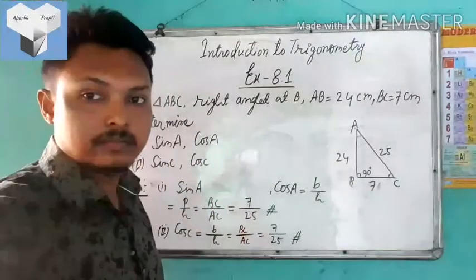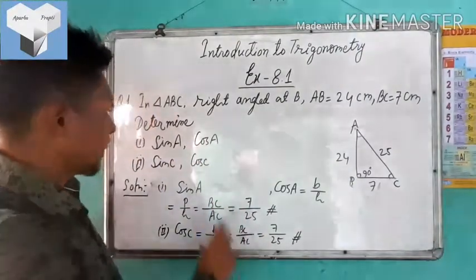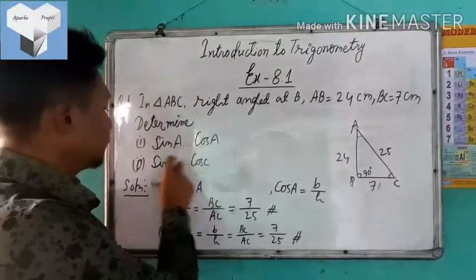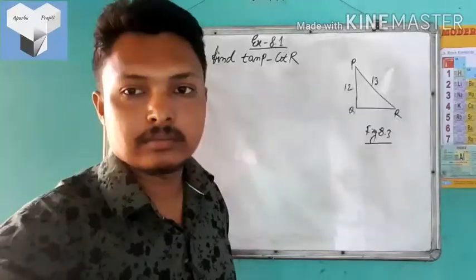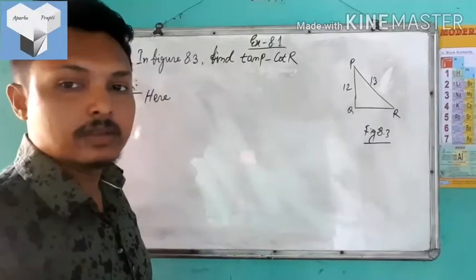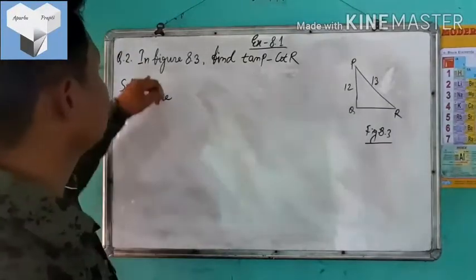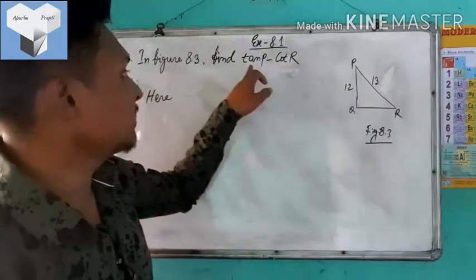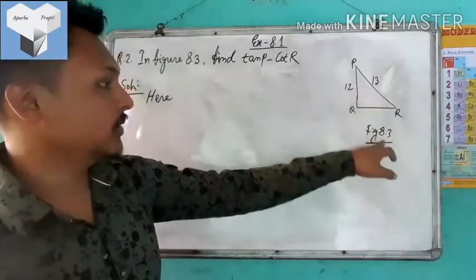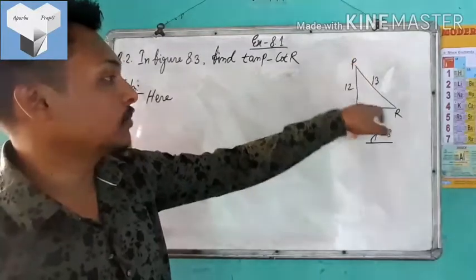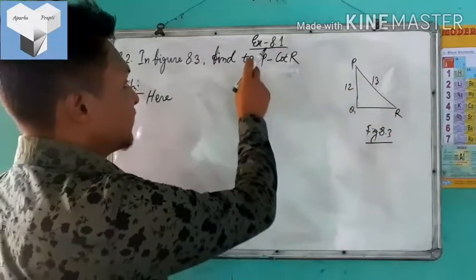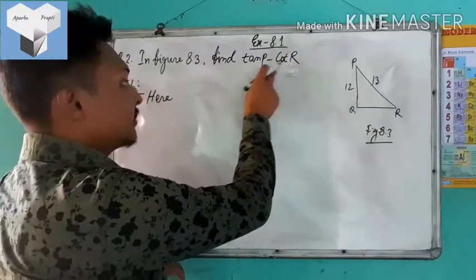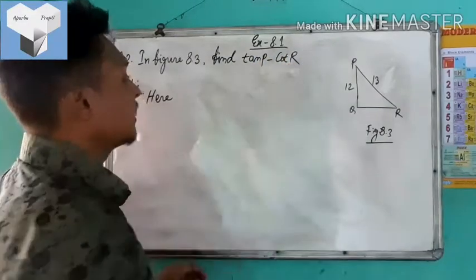So we have solved the value of sine A as well as cos A. Do you get it? The remaining other two were left for you. I hope you shall try yourself to get the answer. So here the question number 2 is, in figure 8.3 find tan P minus cot R. This is the figure 8.3 and how the diagram looks like. So here we need to find the value of tan P, then cot R, and after that we need to subtract them to get the answer.